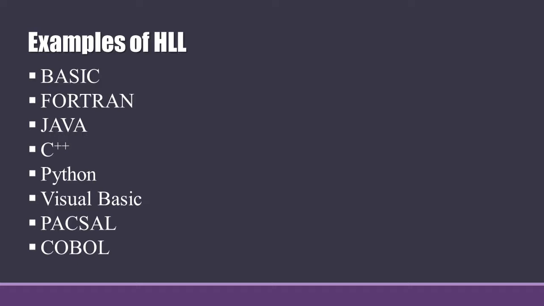The next one is Fortran, meaning formula translation. The other one is Java, which means just another visual accelerator. They are all examples of high-level language. We have C++, we have Python, we have Visual Basic, we have Pascal, and the last one here is what we call COBOL, meaning Common Business Oriented Language.